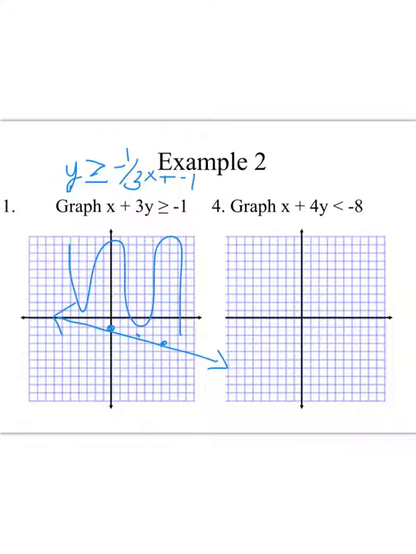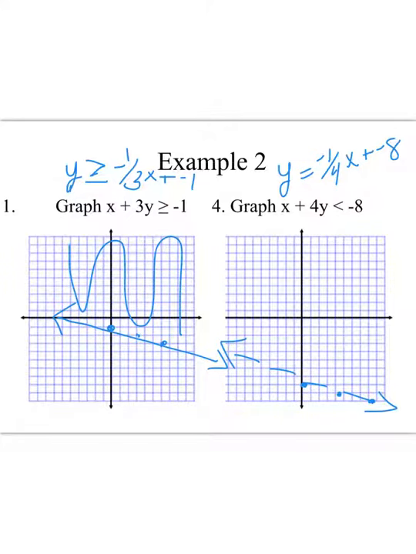In the second problem, when I write this in slope-intercept form, I get y equaling -1/4 x plus -8. So I'm going to start at -8. My slope is -1/4, so down 1 and right 4. I'm now out of room. Well, I guess I could go down 1 and over 4 again. So down 1, and over 1, 2, 3, 4. This one is going to be a dotted line or a dashed line.